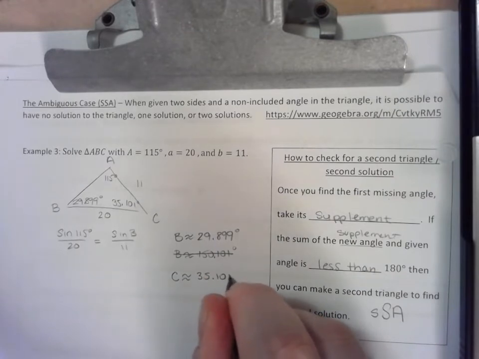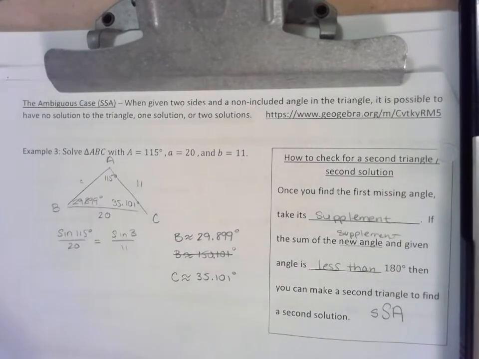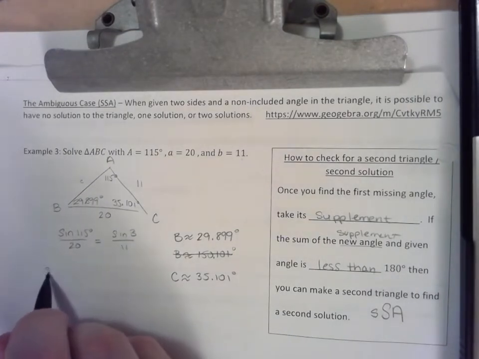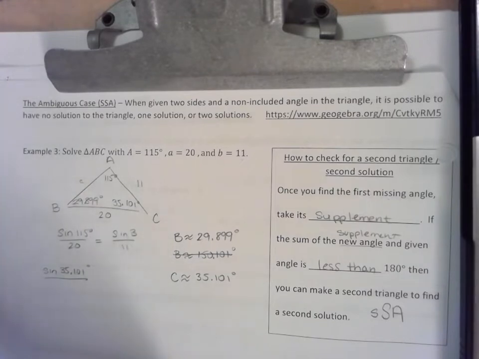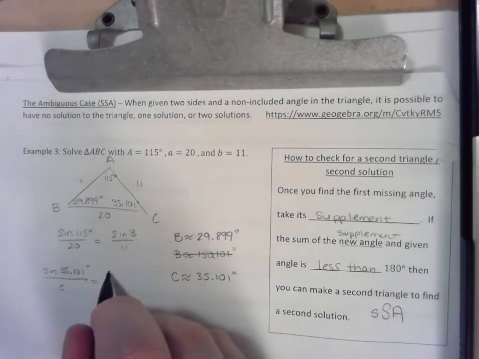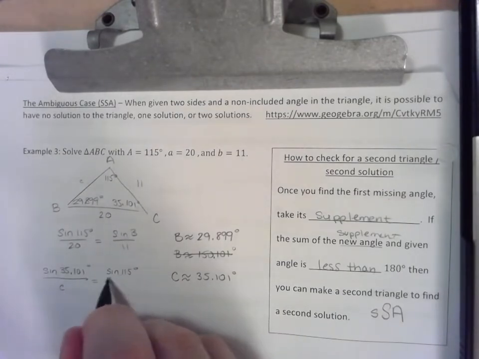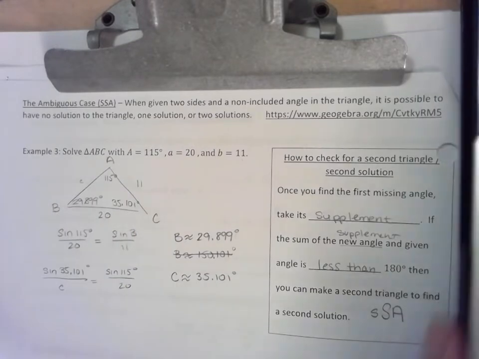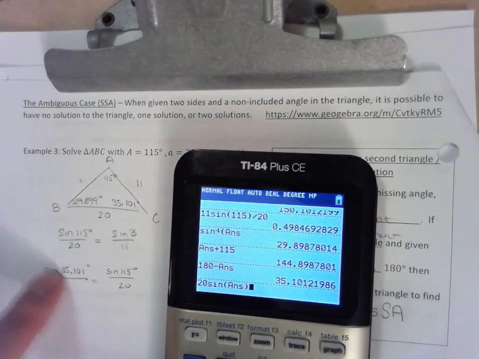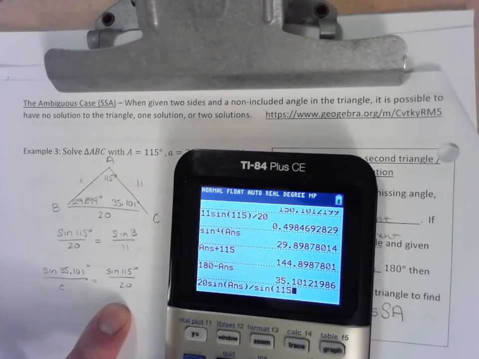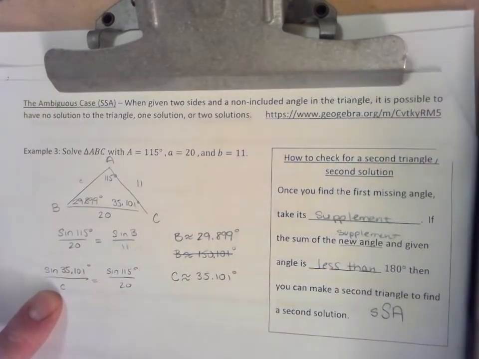Next we need to find side length C, lowercase c. So we'll do the sine of 35.101, that number is still in my calculator, as exact as it can be, divided by little c, and I'm again using A because A was the given pair. We're going to cross multiply and solve for c: 20 times the sine of this exact full angle, then divide by the sine of 115. This will approximate my value for the side length.